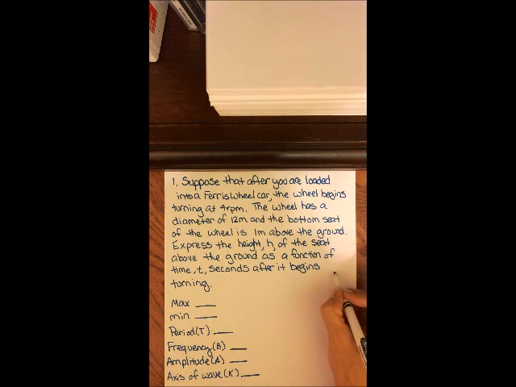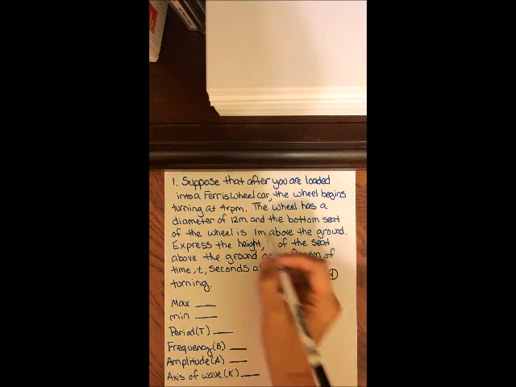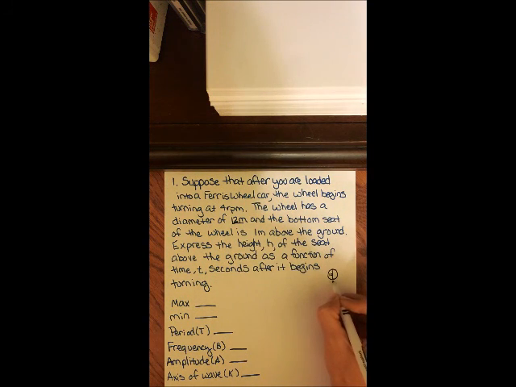So the first thing we need to do before we start the problem is come up with a little picture. So here's a picture of my Ferris wheel. It has a diameter of 12 meters. It is 1 meter off the ground.